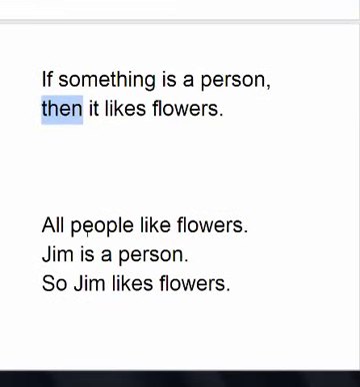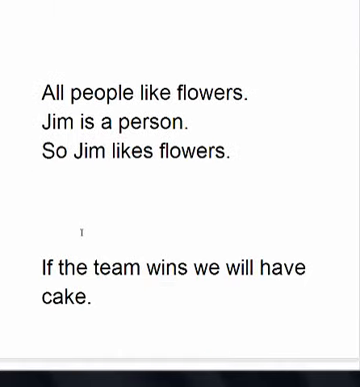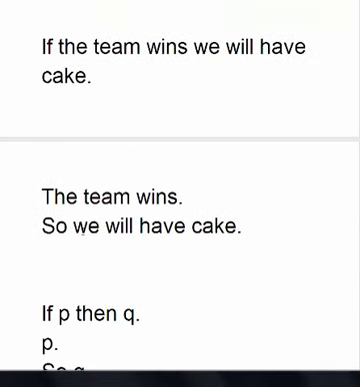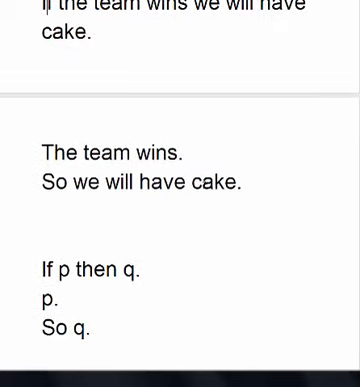So here's a categorical syllogism. All people like flowers. Jim is a person, so Jim likes flowers. That's categorical. Here is a hypothetical syllogism. If the team wins, we will have cake. The team does win. The team wins, so we will have cake. This is the simplest form of the hypothetical syllogism, where in our initial statement, we have a statement that sets a certain condition. If the team wins, then we will have cake. We fulfill the condition. The team does win, so the consequent is then fulfilled. We will have cake.